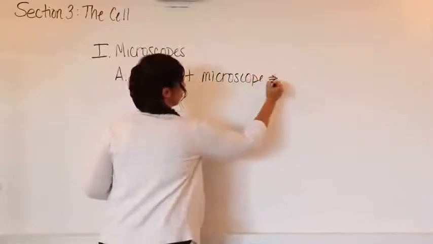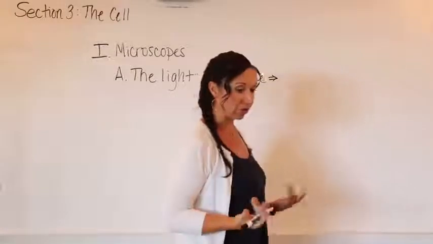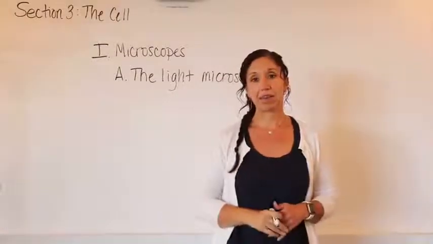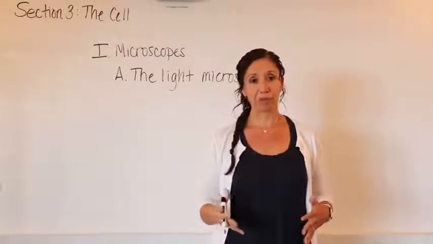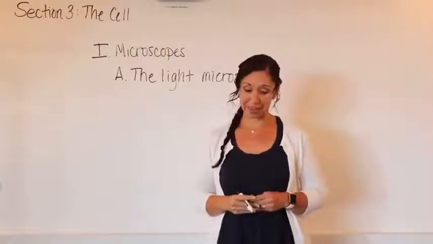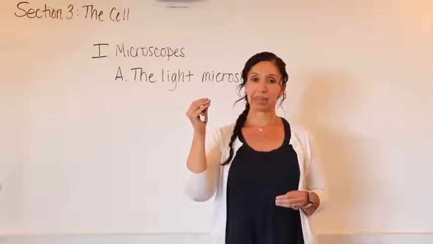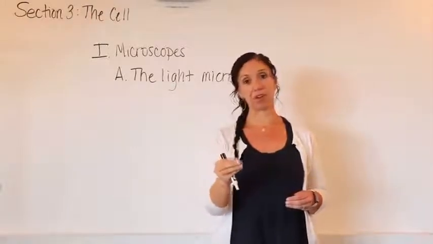What a light microscope is, it's a very simple microscope. This is one that you could buy for your home. You could easily buy them online. They're not super expensive. They can be if you want them to be. But what a light microscope does is that it shines a visible light, and that visible light is passed through the specimen you're trying to look at.